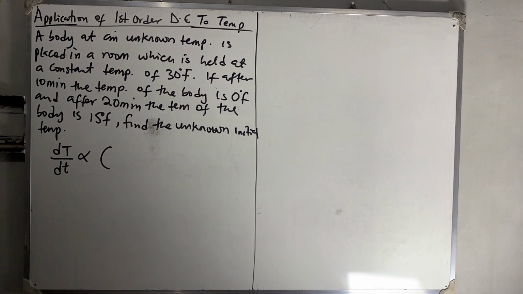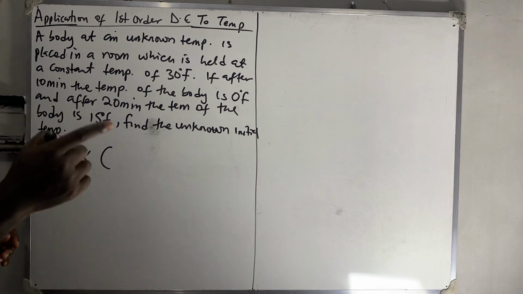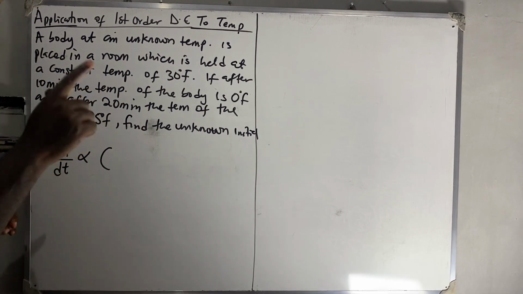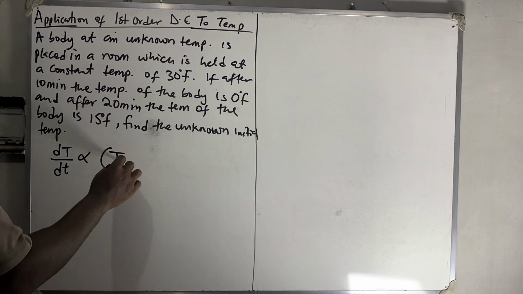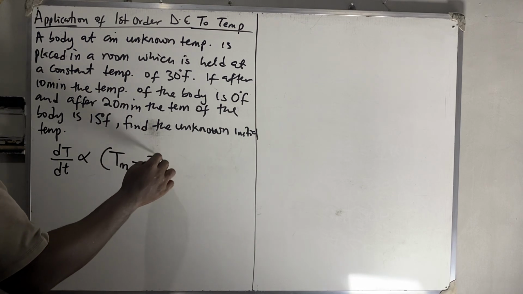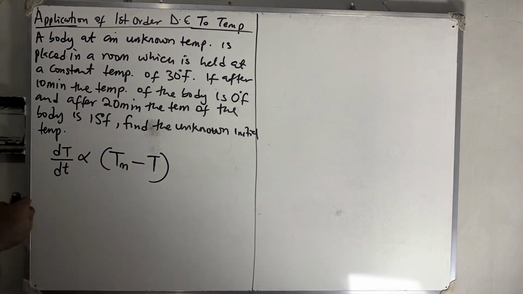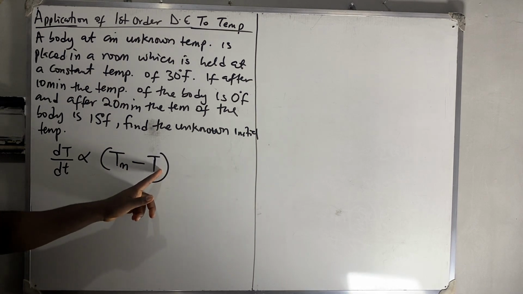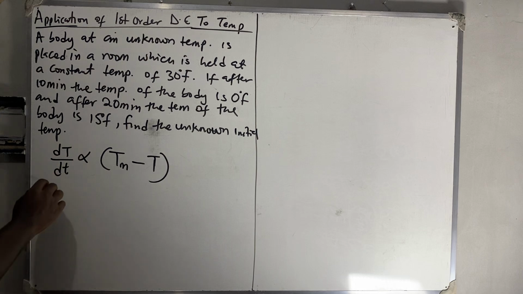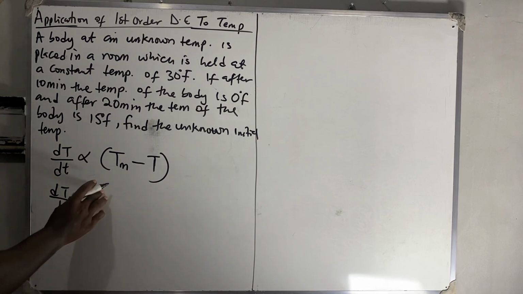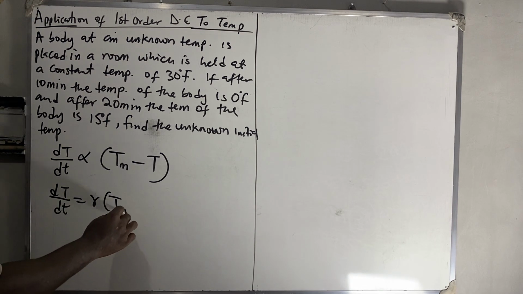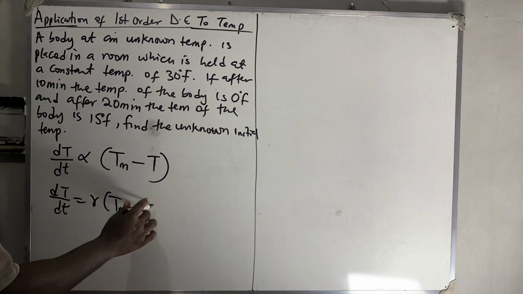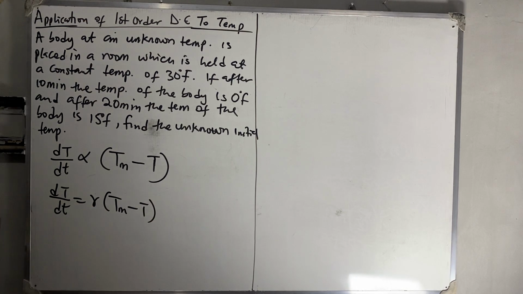And then the change in temperature, since it is heating, the temperature of the surrounding should be higher than the temperature of the body. So we are going to have the temperature of the surrounding first minus the temperature of the body. Why? Because it is heating. But if it is cooling, we are going to have this one first minus this one. Okay, so we are going to have that dT over dt will now be equal to what? Let's use r, not k. r in bracket of Tm minus T. So this is equally positive because it is heating.